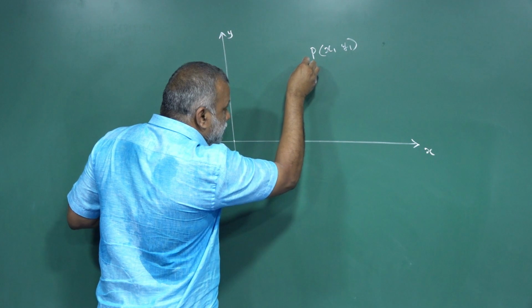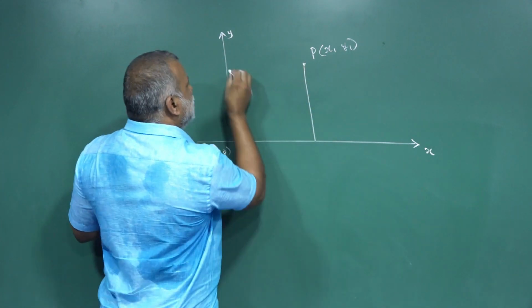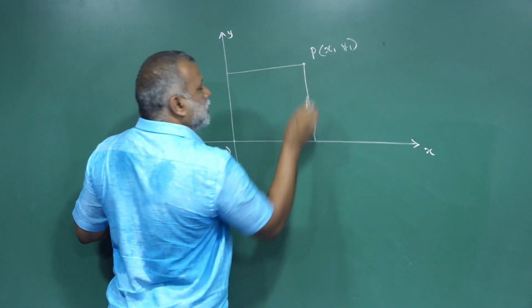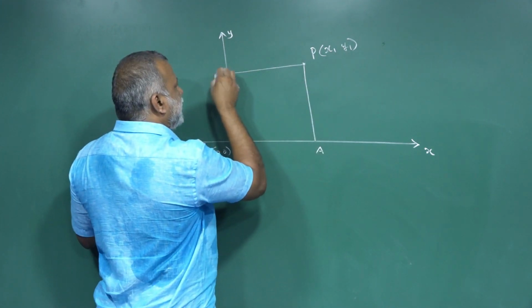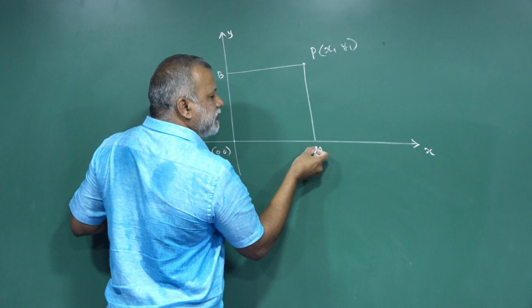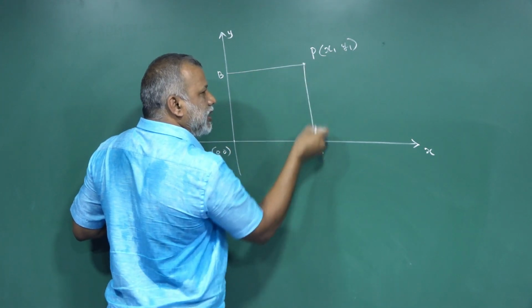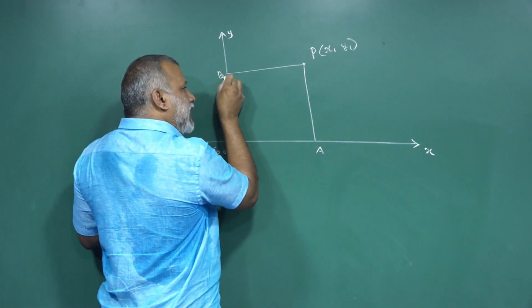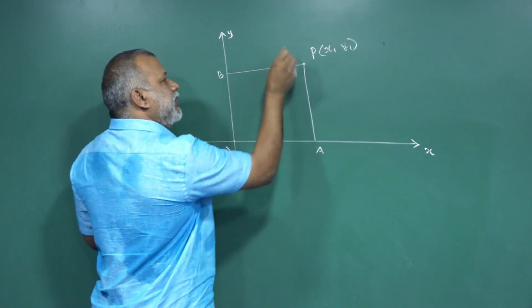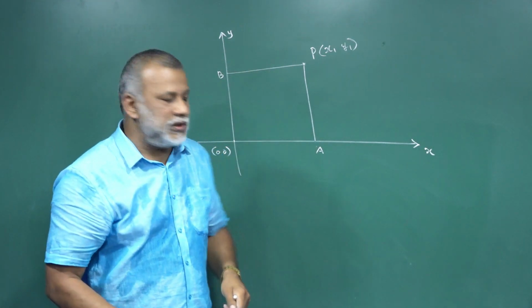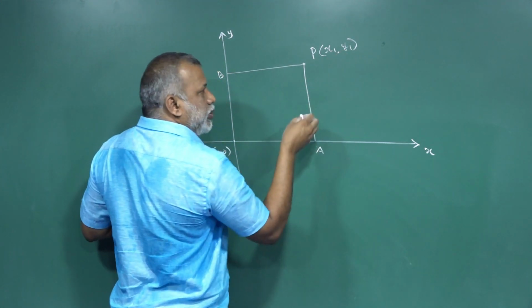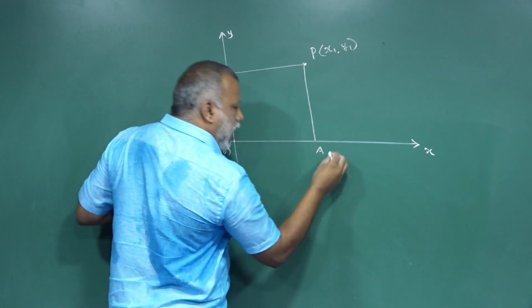This P, I am giving the name A here and B here. So this is the distance from the x-axis, AP. This is the distance from the y-axis, BP. Those distances are equal. That is the condition. See, P(x1, y1), I am selecting this point.